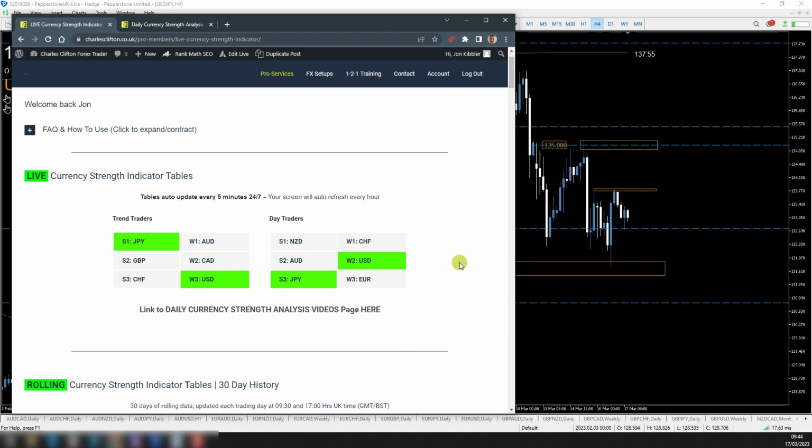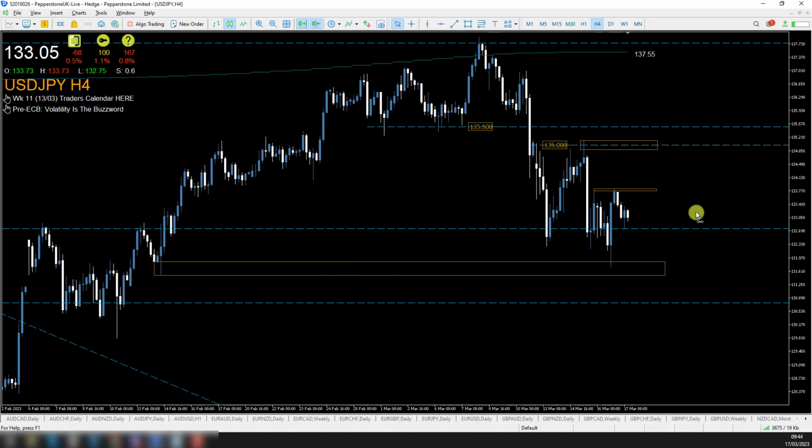The reason I'm doing that is because I want to let you know that I use these tables to find my trading opportunities. Charles uses these tables to find his trading opportunities as well. So I want to let you know that this is how we do it, and hopefully it may help your decision making in your trading as well. But this is how we do it, and I'm going to show you how we do that. So dollar yen was featured this morning. I went and had a little look at dollar yen.